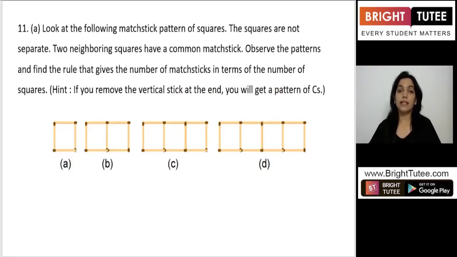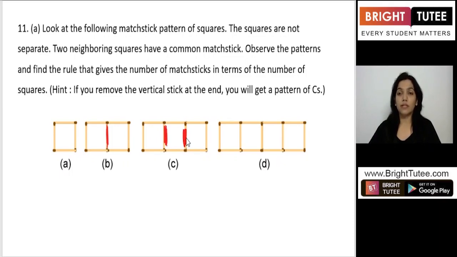Moving ahead, it says look at the following matchstick patterns. So here we have got a particular pattern. The squares are not separate. You can see the matchstick pattern. 2 neighboring squares have got a common matchstick. Here, this is a common matchstick between these 2. This is a common matchstick. These are the common matchsticks between these 3. Observe the pattern and find the rule that gives the number of matchsticks in terms of these squares.